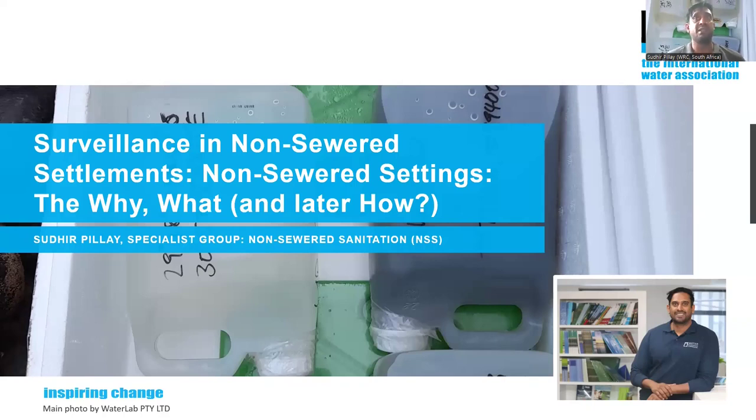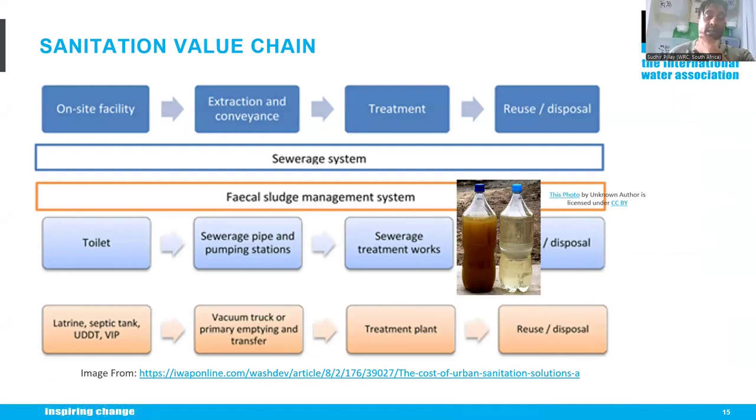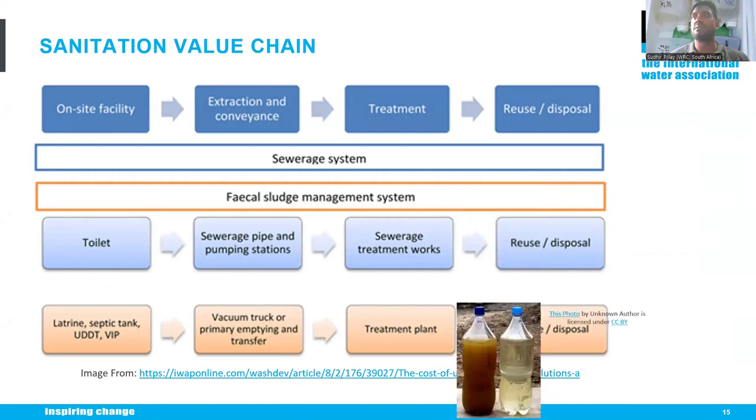It's quite different to how you would do traditional wastewater surveillance from a sewered system. We're looking at the sanitation value chain, and usually you can get a sample at the head of works or at the effluent. So you usually get a sample at the head of works, or you get it from the effluent for a wastewater plant. For fecal sludge or from a non-sewered type of system, you can sample any of these areas.